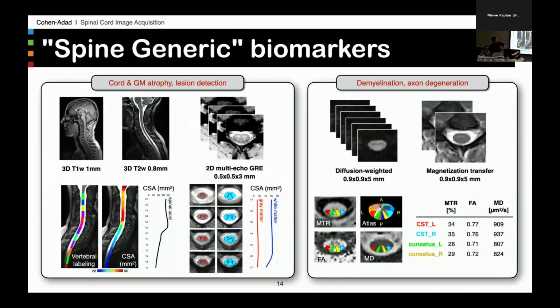And also some so-called microstructure imaging techniques: diffusion-weighted scans at 0.9 millimeter in plane, and an MT protocol. So you could do magnetization transfer ratio, or you can do MT-SAT with it.